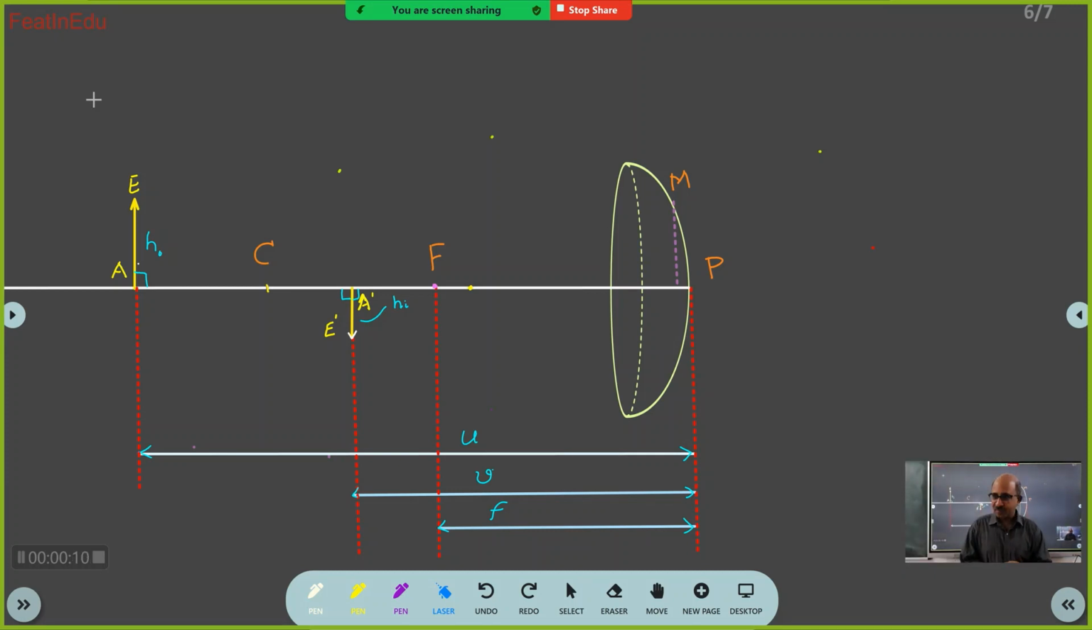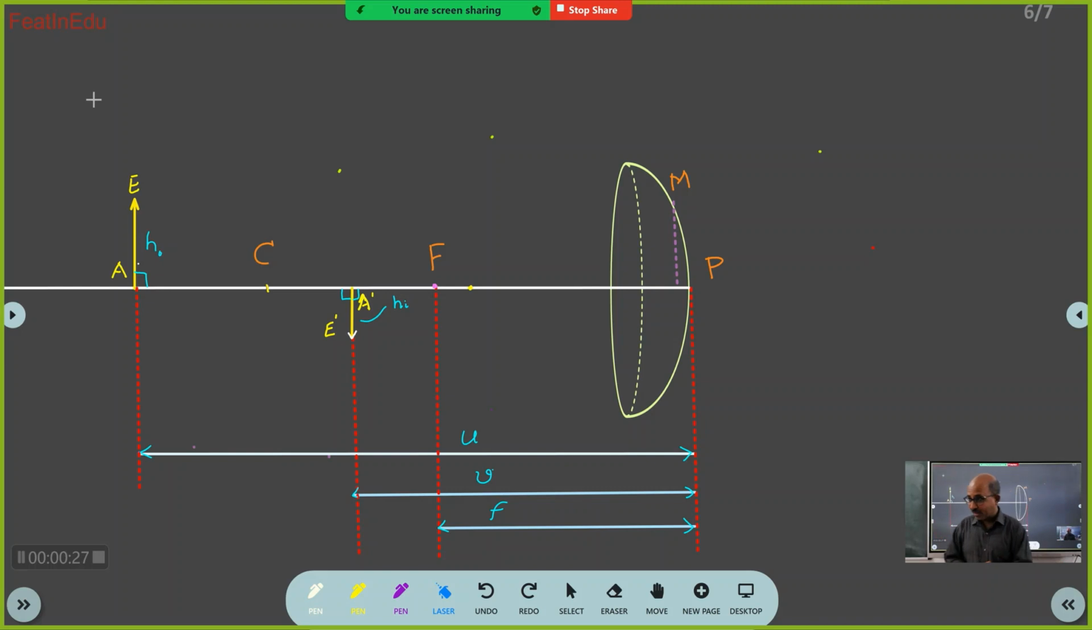I hope all of you remember the lengths and yesterday's most important discussion about the sign convention. I hope it is clear to you. We should look at the direction in which the rays are traveling from the object towards the mirror, and then you will make all the measurements from the pole of the mirror.